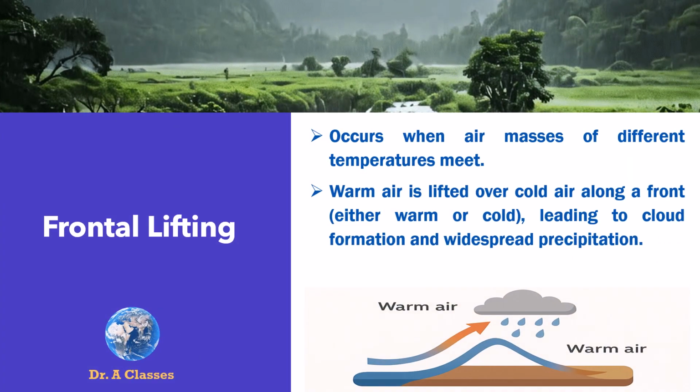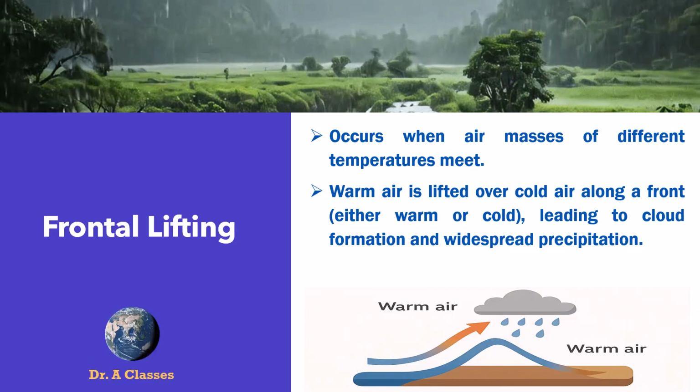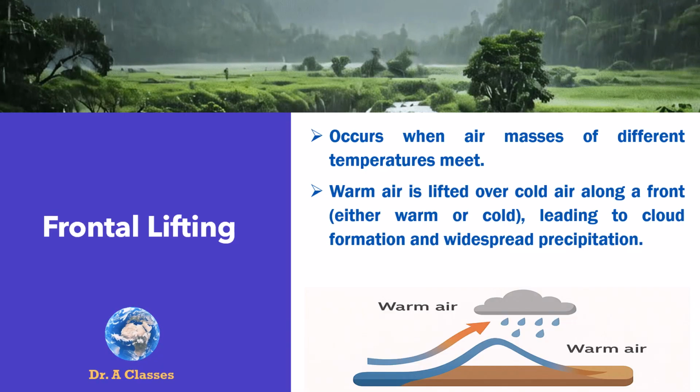Frontal lifting. Frontal lifting occurs when air masses of different temperature meet. Warm air is lifted over cold air along a front, either warm or cold, leading to cloud formation and widespread precipitation. Example: in northern India during winter, cold air masses from the northwest, like western disturbances, meet warm air over the plains. The warm air is forced to rise over the cold air, leading to cloud formation and light to moderate rain.